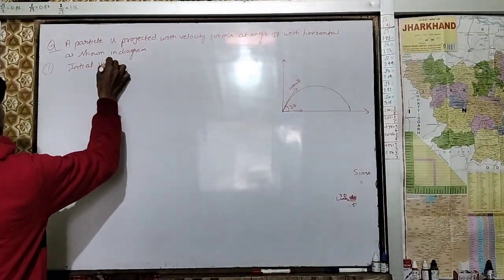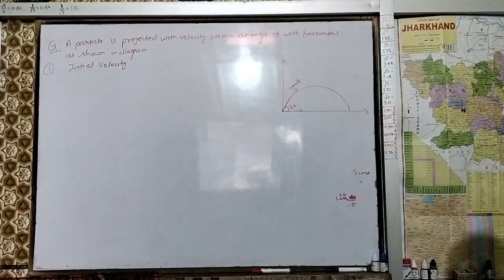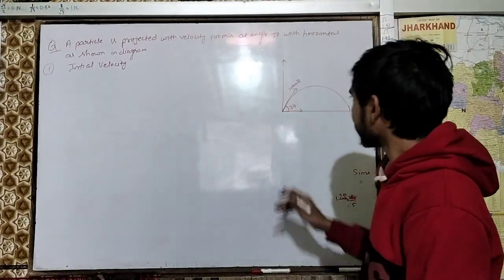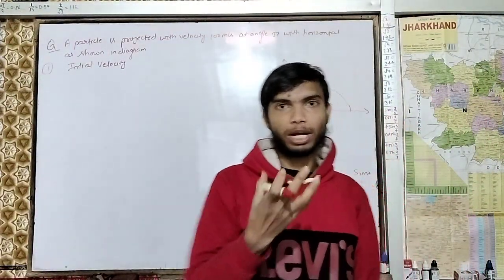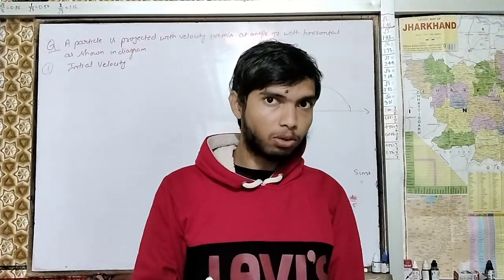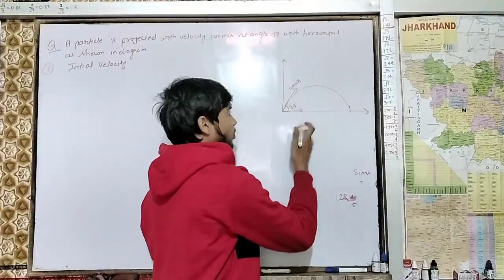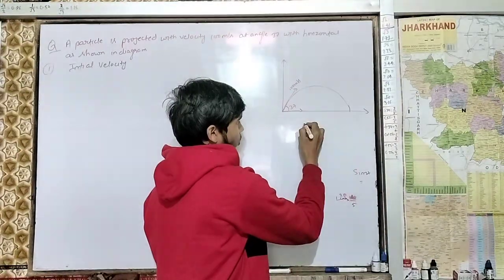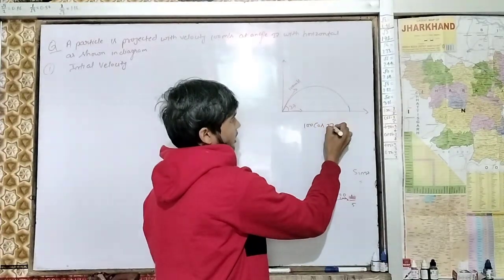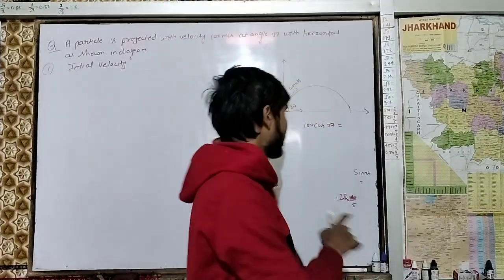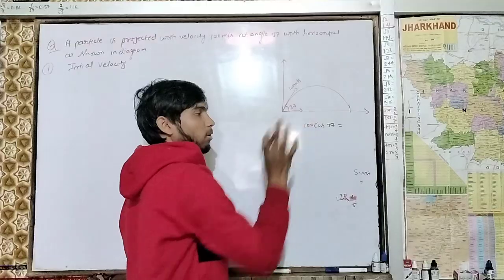Initial velocity, but in the language of vectors. The stone was thrown with velocity u. So u is 100, and for the horizontal component we say u cos theta. Theta is given, which is 37. This is for horizontal. When we simplify this, we will get the velocity for only horizontal.